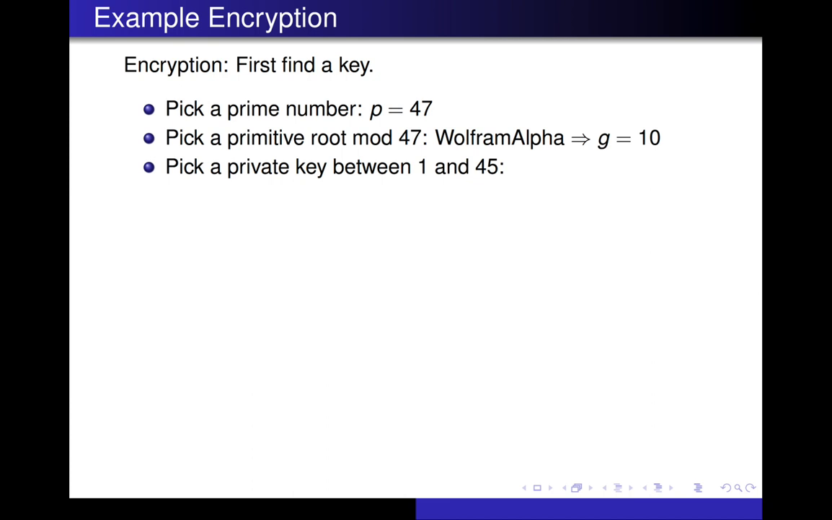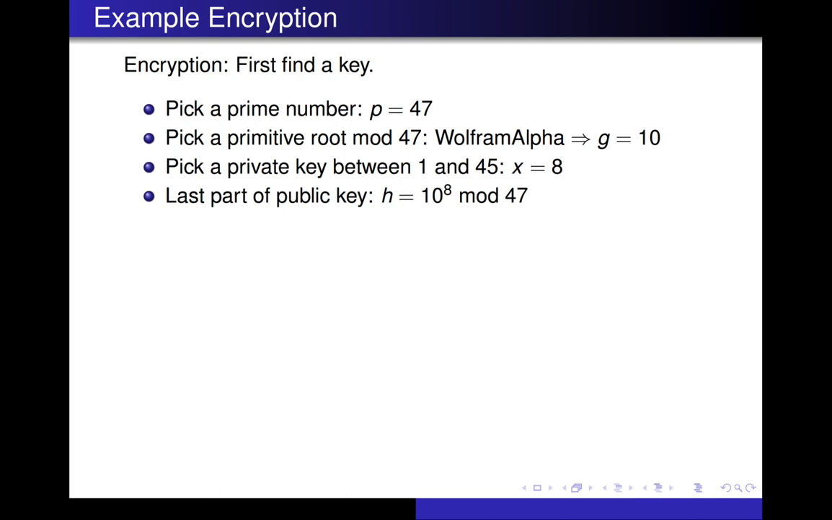The next thing we have to do is pick a private key between 1 and 45. You can literally choose any number that you want. I'm going to choose 8. All right. And then finally, the last part of the public key. Remember, the last part of the public key is where we hid our private key. Our private key is 8, which we don't want anyone to know about. So we're going to hide it using that primitive root. So we're going to take G to the X, or 10 to the 8 mod 47.